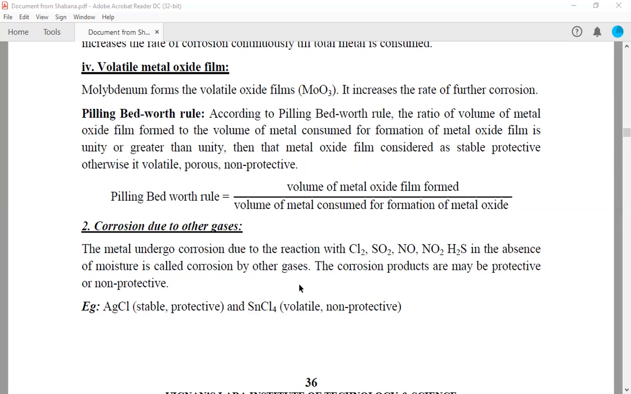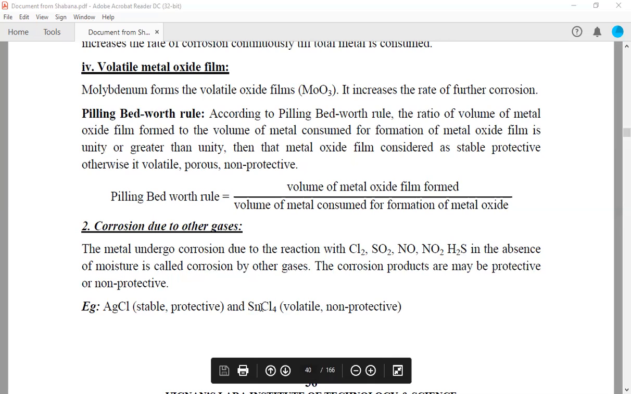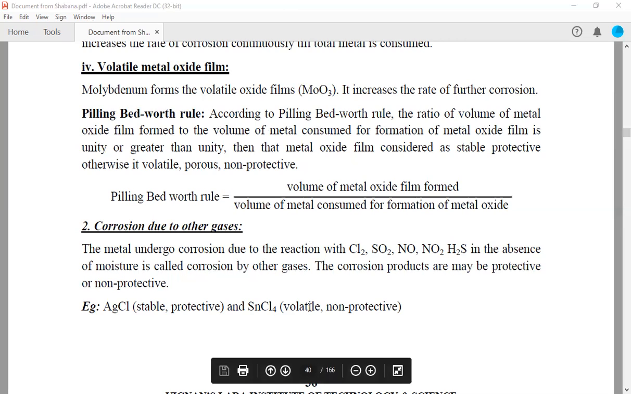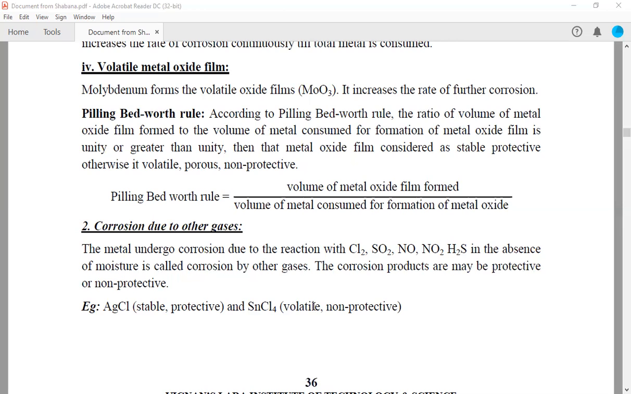For example, if we take chlorine attacking tin, it forms volatile stannous chloride. I already told you it is volatile, which evaporates immediately, leaving a fresh metal surface for further attack.